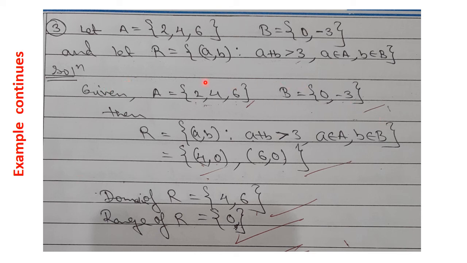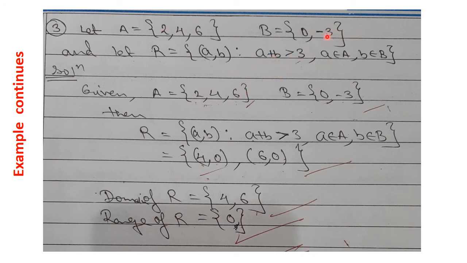Now we have sets A and B. A has 2, 4, 6 and B has 0, -3, and we have defined relation R from A to B as this, where the sum of first and second component is greater than 3. So we will write only those ordered pairs here which will satisfy this.